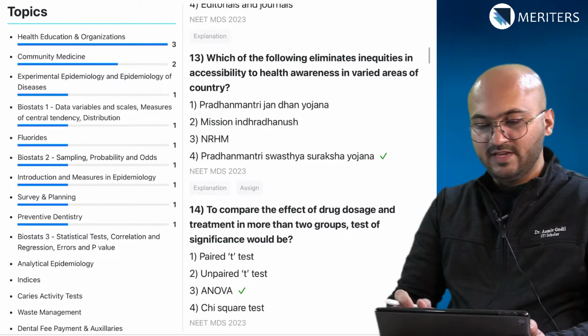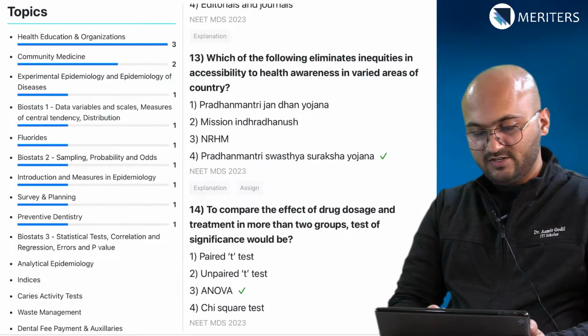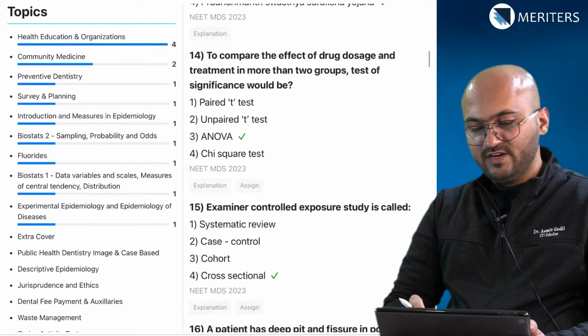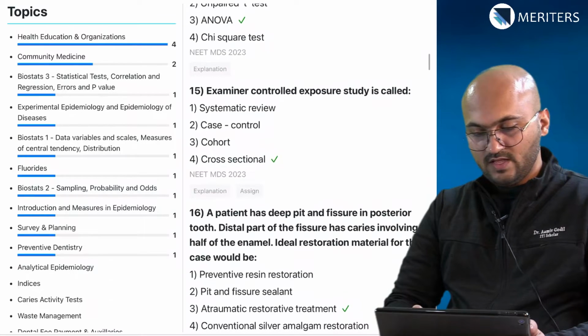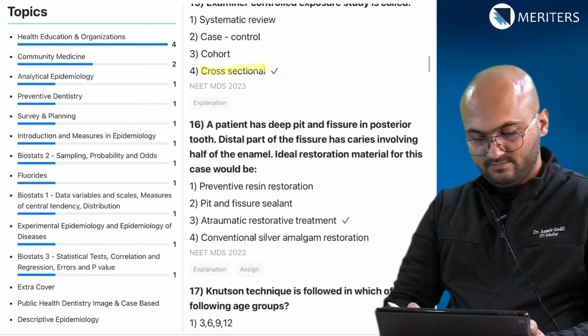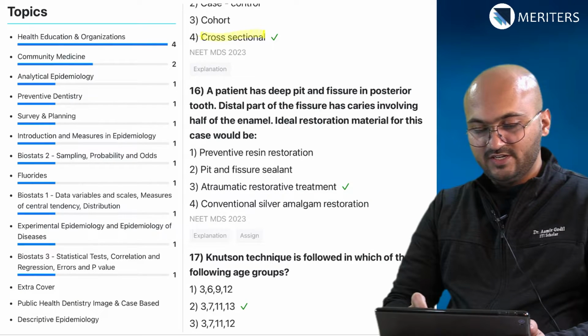Which of the following eliminates inequities in accessibility to health awareness in varied countries? So that's a Yojana. To compare the effect of drug dosage and treatment in more than two groups, the test of significance would be ANOVA. Examiner controlled exposure study is called cross-sectional study. Patient has deep pit and fissure in posterior teeth. So this is a question on ART.